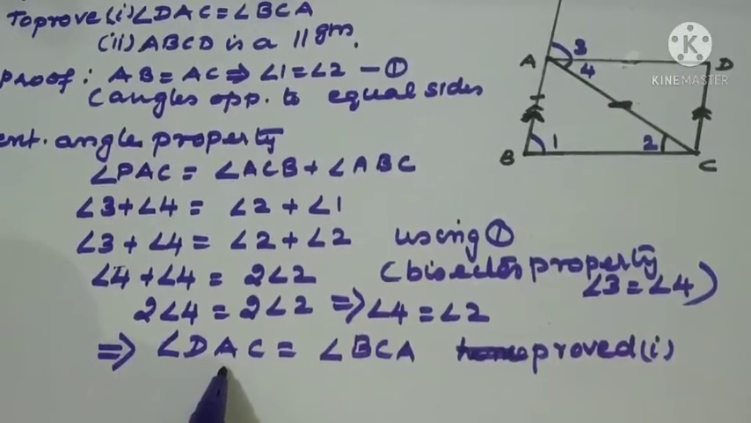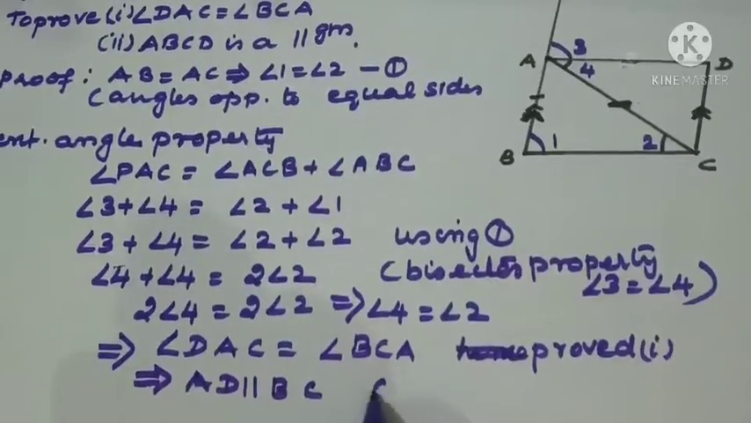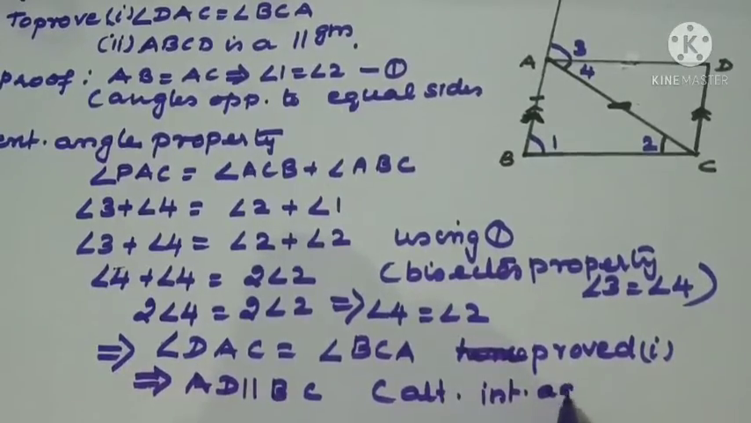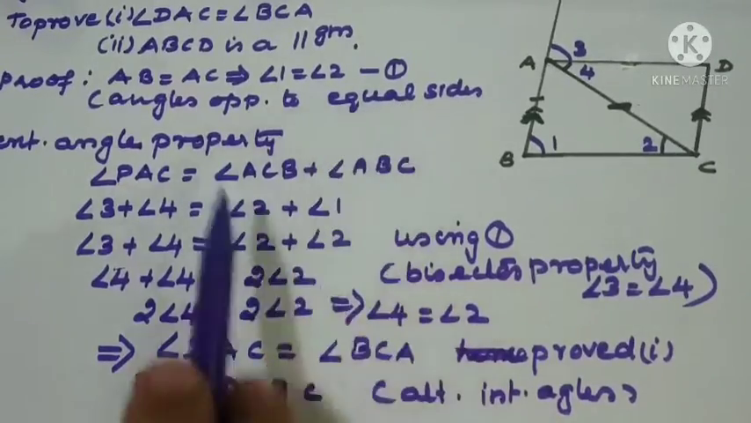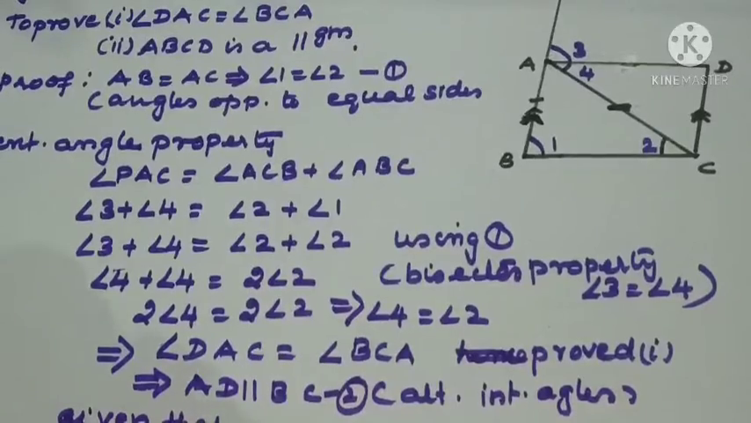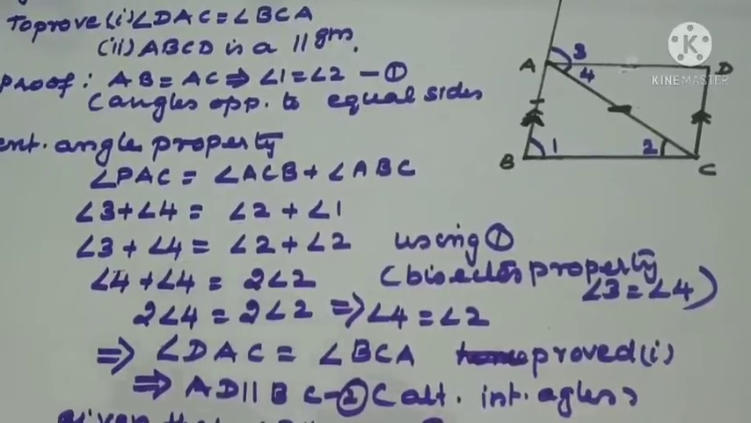Now angle DAC equal to angle BCA means AD parallel to BC. Alternate interior angle. So here equation 1 we have used. So I can write here equation 2. Right? Given that AB parallel to CD, equation number 3.